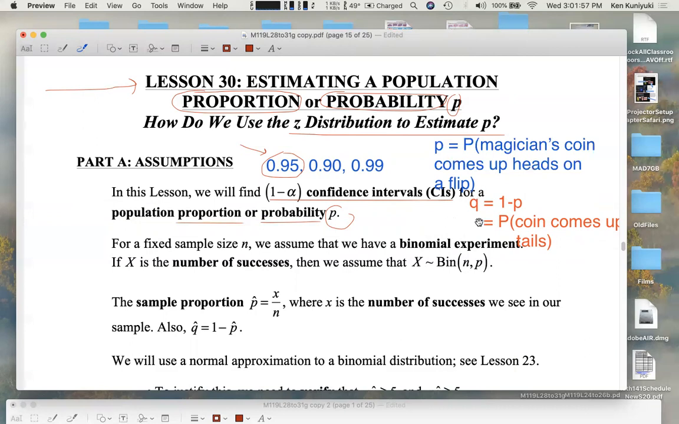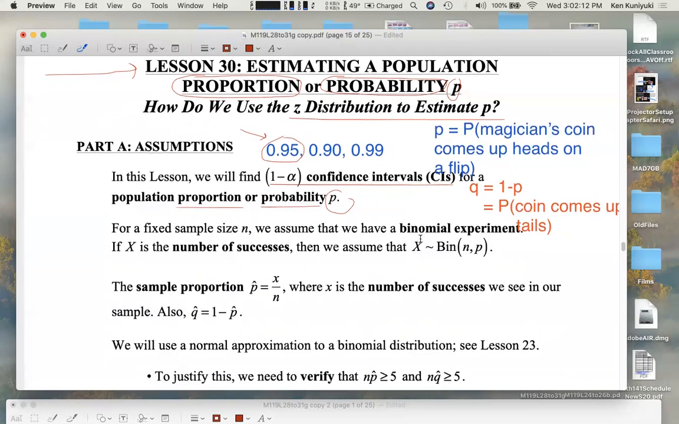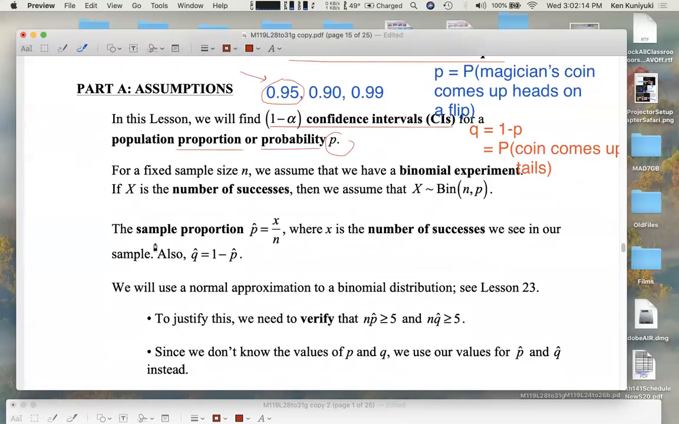So is the coin fair? Is it 0.5 for P, 0.5 for Q? Is it biased? Is it 0.8 for P and 0.2 for Q, or maybe vice versa? Well, let's estimate these probabilities. And to estimate these probabilities, we're going to use a sample proportion.